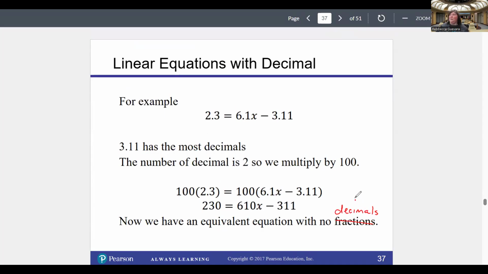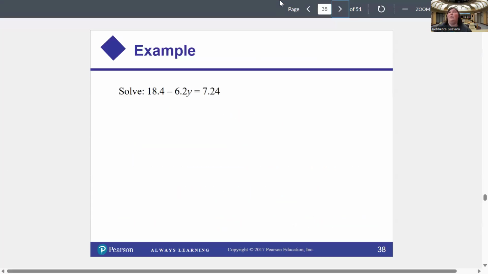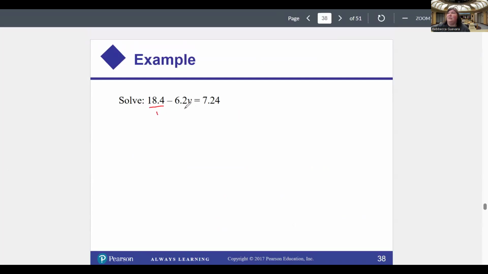We have a similar thing for fractions as well, how to deal with fractions. So for example, we have this question here. We have 1 decimal place here. We have 1 decimal place here. We have 2 here. So we're going to multiply by 100. If I had 3 decimal places, I'd multiply by 1,000. If everything was just 1 decimal place, I'd multiply by 10. So like I said, just find the one with the most. So take each side of the equation and multiply it by 100 because we're trying to get rid of those decimals.